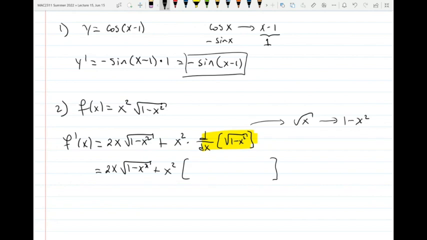Okay. So now, inside the parentheses, let's put the derivative. So what is the derivative of this? It's the derivative of the outside. What's the derivative of square root of x? 1 over 2 square root. But then we have to plug in the inside, right? And times the derivative of the inside. What's the derivative of the inside? Negative 2x.